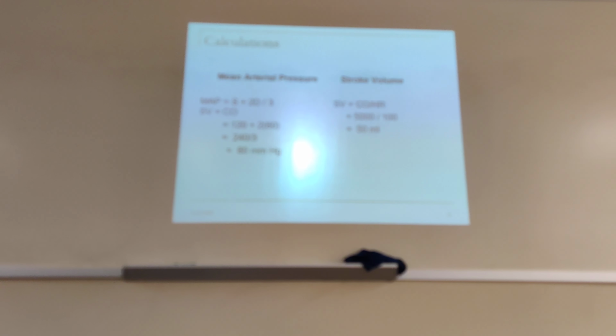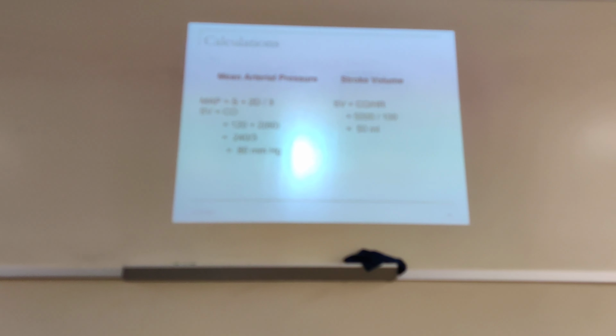Okay, so the cardiac output is in liters per minute. We're going to divide it. We're going to convert it to milliliters because the stroke volume is measured in milliliters. So that would be 5,000 divided by 100 equals 50 milliliters. So that's my stroke volume. Any questions about these two here?